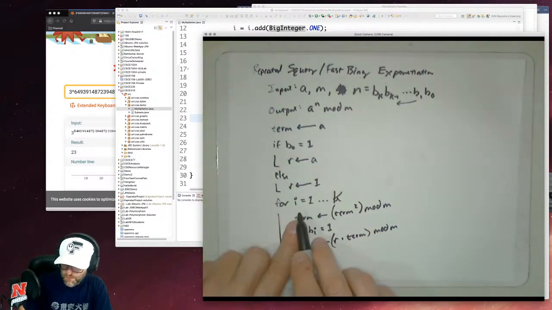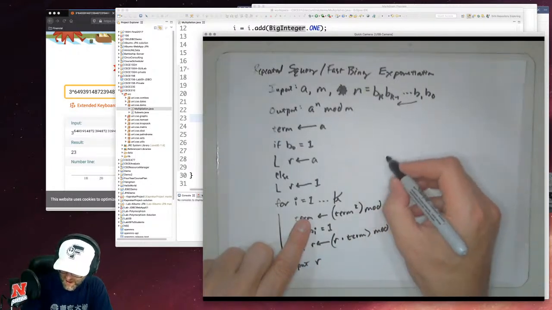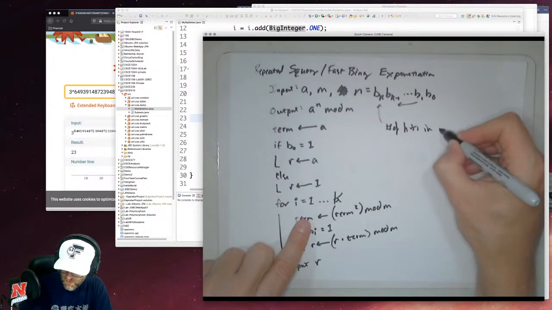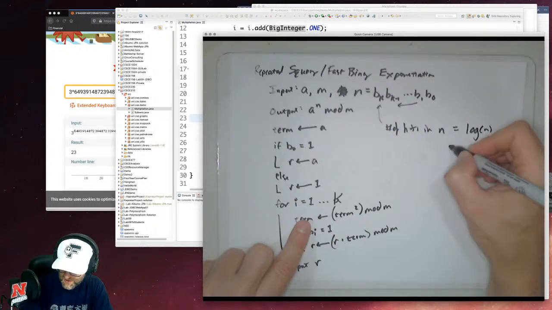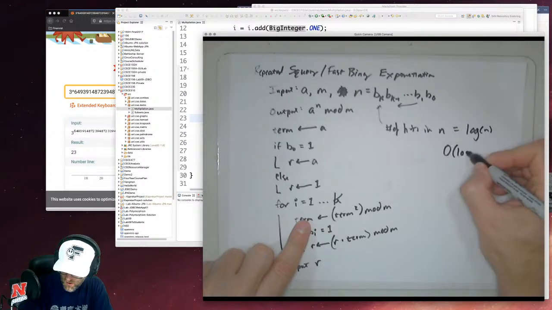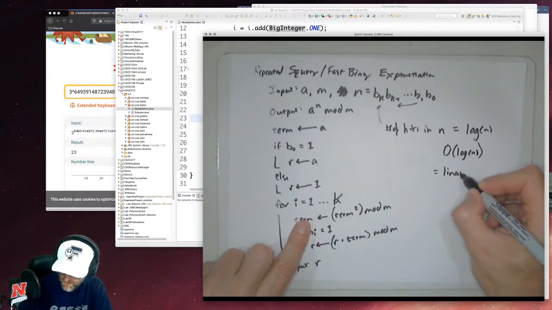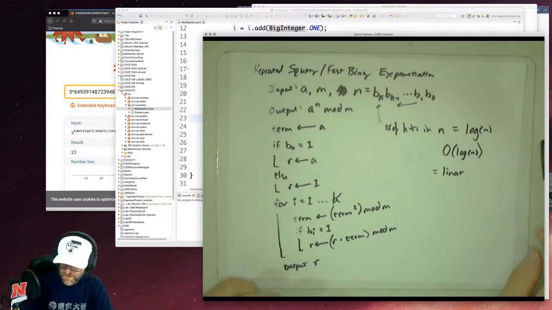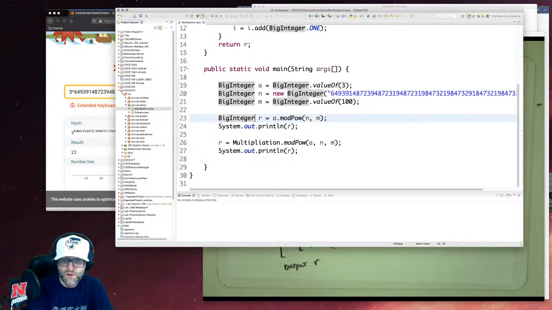But now instead of running for 1 up to n, we're running for 1 up to k, where k is the number of bits, which is approximately log base 2 of n. And so this ends up being order log n. It's not logarithmic like binary search, but it is linear with respect to the actual input size here. Okay? And that's how Wolfram Alpha was getting it so fast. That's how the big integer math library down here was getting it so fast.